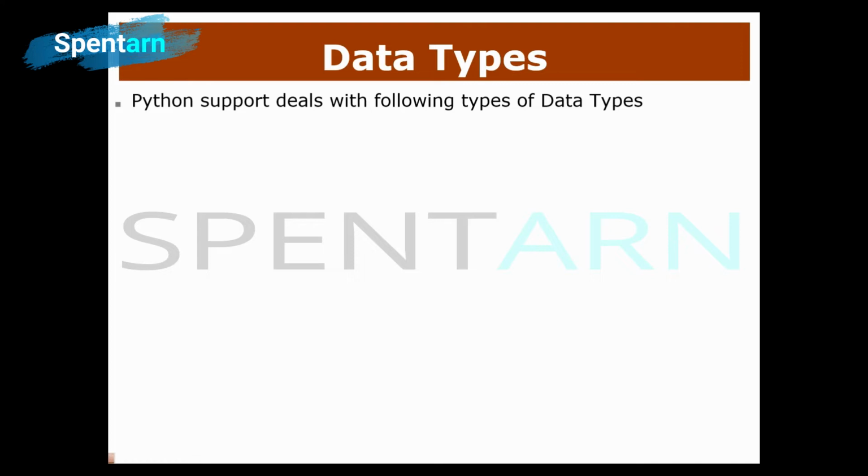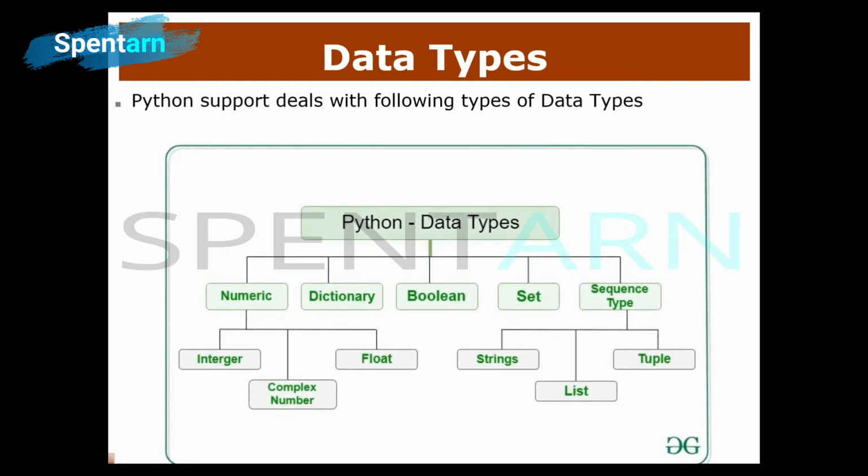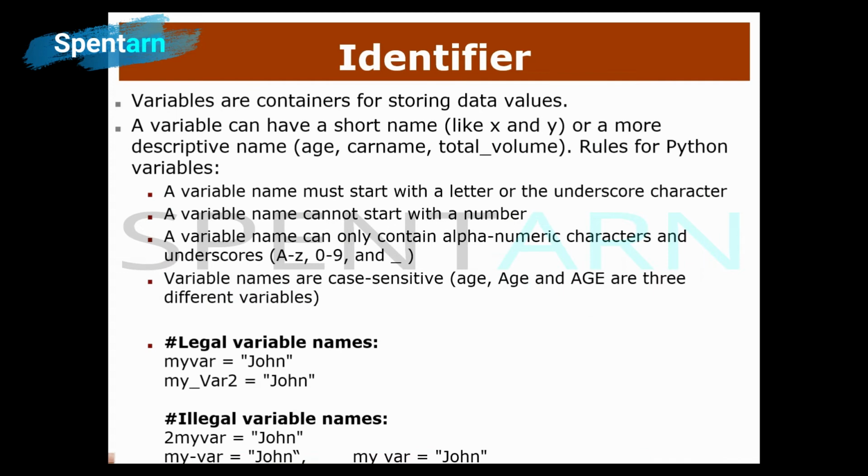Now we are going to start Python. Okay. Python supports the following types of data types. The data types are numeric data type, dictionary data type, integer, in which numeric is divided into three: integer, float, and complex number. We have dictionary type, boolean, set, and sequence. We will talk about them later. In sequence type, we have strings, tuple, list. We will talk about it later.